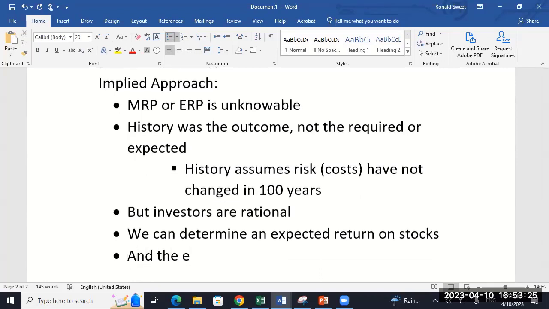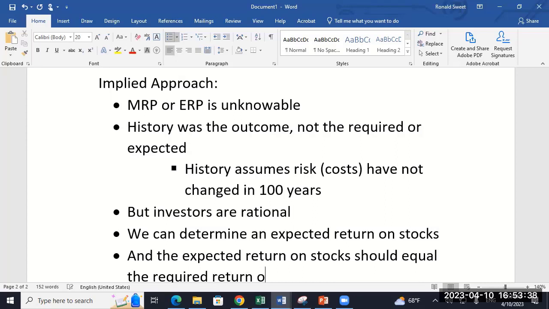And they're going to say the expected return on stocks should equal the required return on stocks. The required return on stocks minus the risk-free rate is your market risk premium. Why is it the required return? It's the return you need to compensate you for risk. We can't go get the required return anywhere.